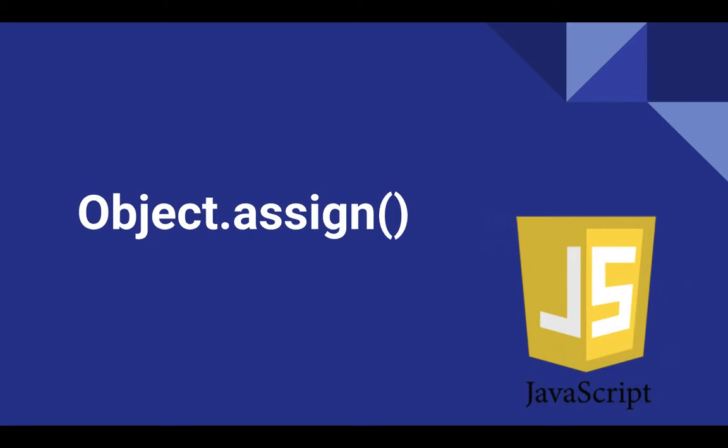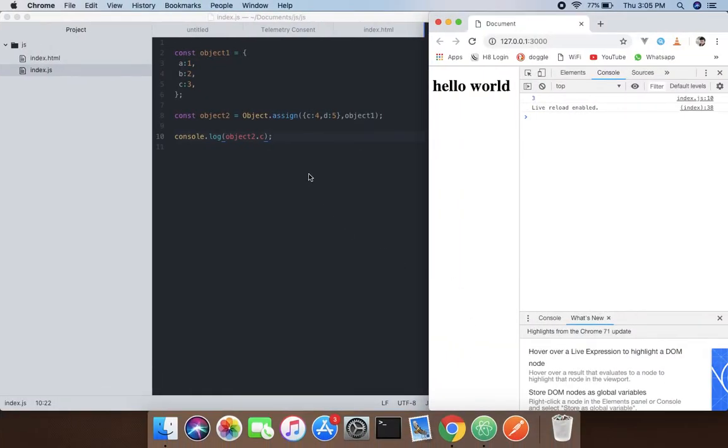Assad here and you're going to learn about the Object.assign method in JavaScript. It is a method used to copy the values of all enumerable own properties from one or more sources to the target object, and it will return the target object. So let me show you.